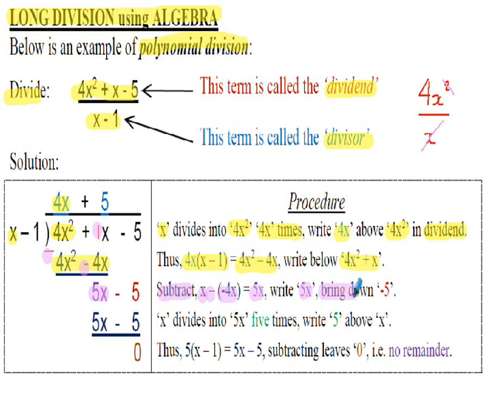Now we bring down the negative 5 from the dividend. So here is the negative 5. And we repeat our process. So how many times does x divide this time into 5x? Again, we can write this little sum on the right hand side of the board here.